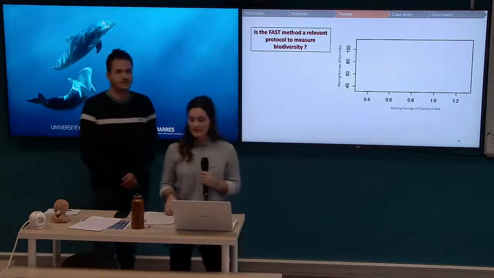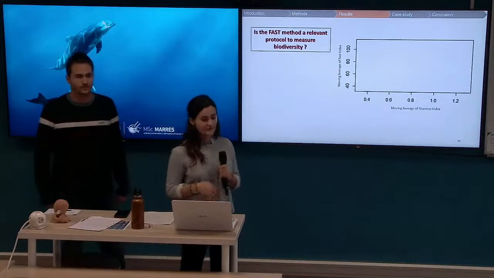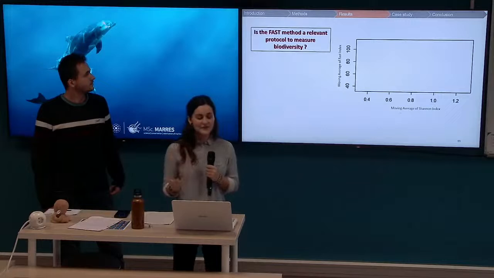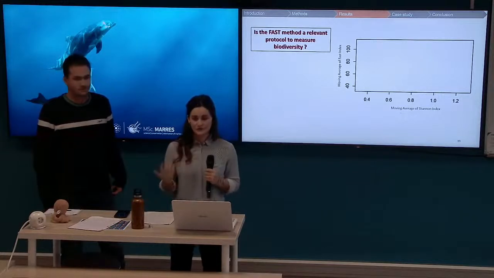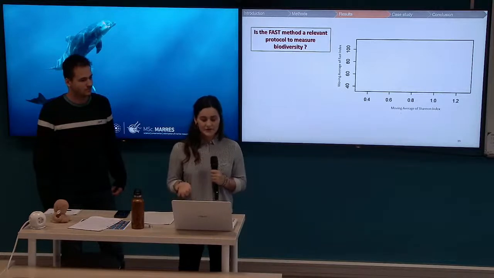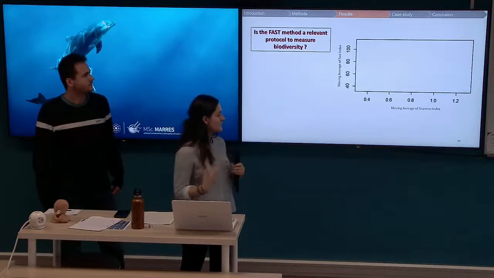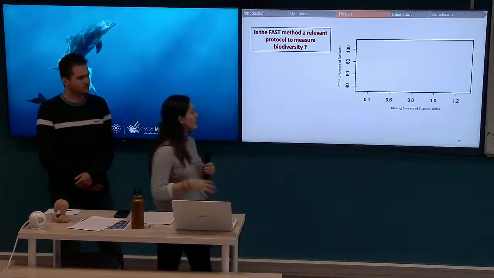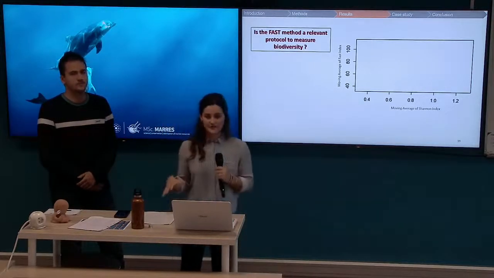Then, the results part. Here is a little reminder about the main question of today: Is the FAST method a relevant protocol to measure biodiversity? To reply to this question, here you have a plot with, on the x-axis, the moving average of the Shannon index, and on the y-axis, the moving average of the FAST index.